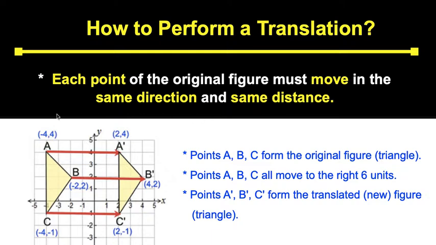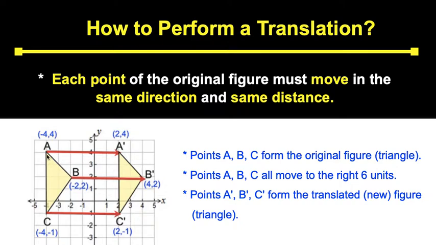So we have points A and B and C that form the original figure, which is called the triangle. And you'll notice that there's a separate triangle made up of A prime, B prime, and C prime. That apostrophe looking mark, in math we call it a prime. The prime lets us know that that is the new point after the point has been translated.